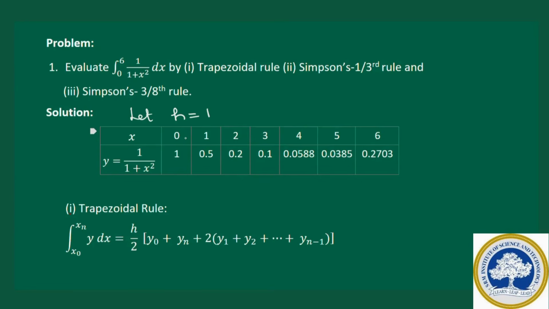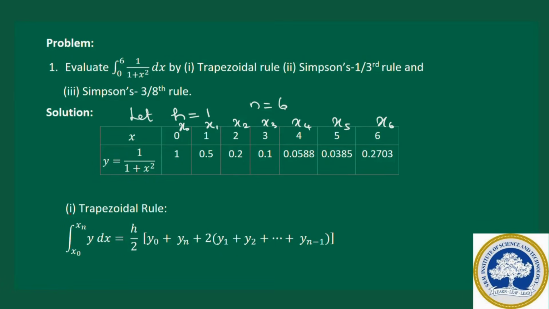Here we are starting with x0. For example, let me write x0, x1, x2, x3, x4, x5, x6. If you count, there will be 7 values: from 0 we start, 1, 2, 3, 4, 5, 6, 7. But if you notice, the value of n is nothing but 6 here. So n is equal to 6. We have to focus only on the value of n, not the number of terms.